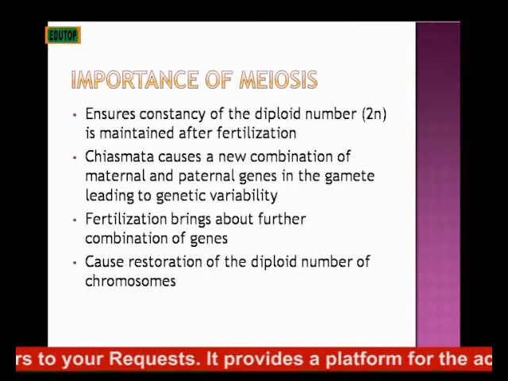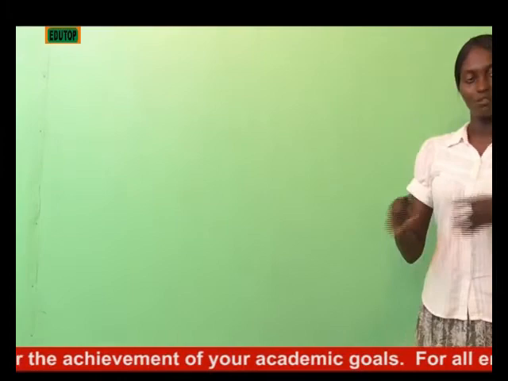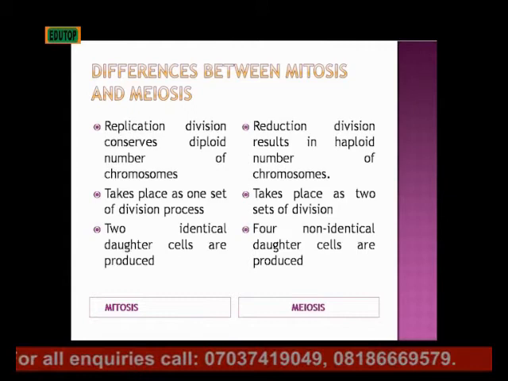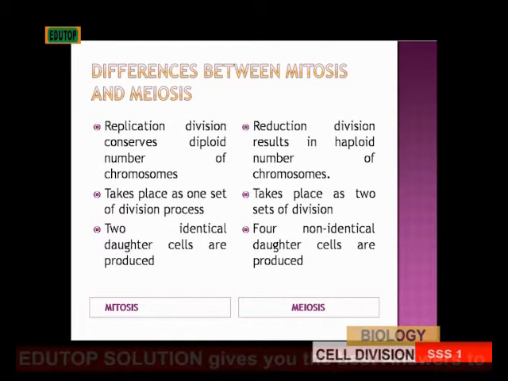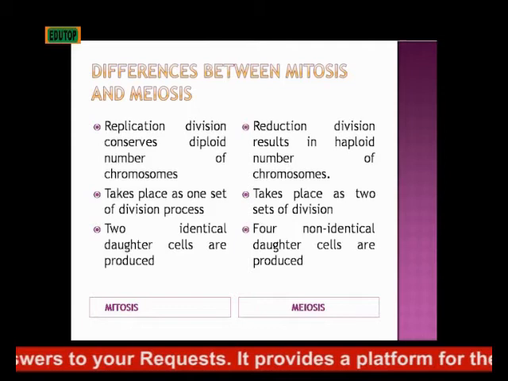Now, let's talk about the differences between mitosis and meiosis. They are both cell division or nuclear division processes, but what differences occur in them? In mitosis, replication division conserves the diploid number of chromosomes, while meiosis is a reduction division and it results in haploid number of chromosomes. In mitosis, you have diploid number, while in meiosis, you have haploid number of chromosomes.